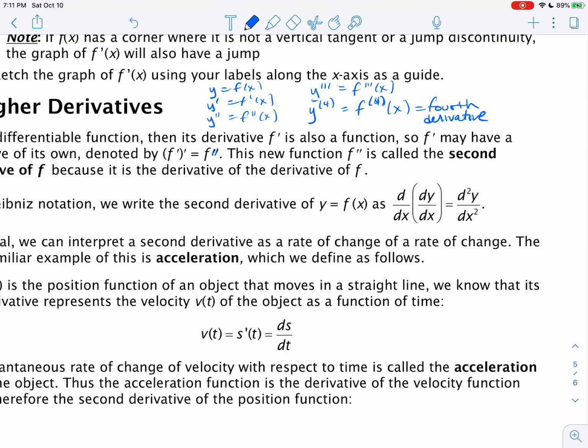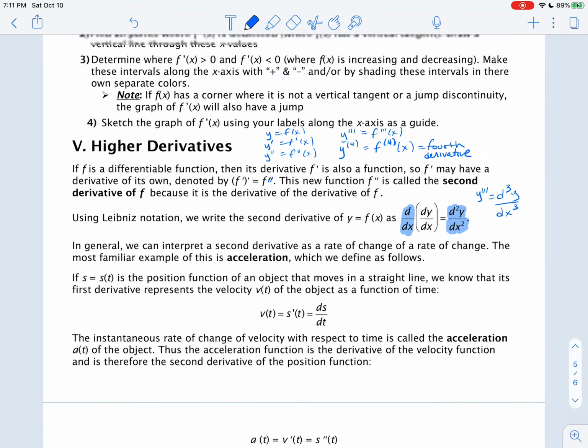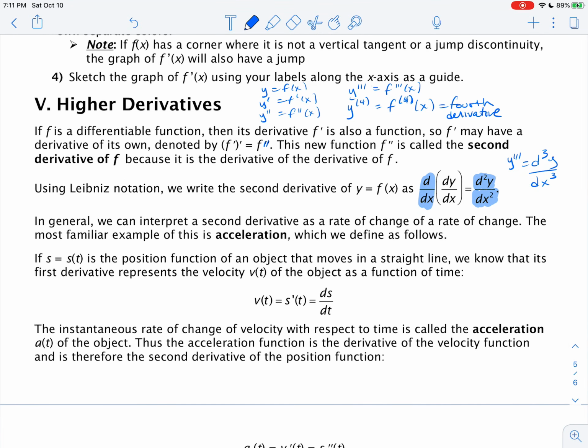We also have this other Leibniz notation. The derivative with respect to x of dy dx is going to be d2y over dx squared. Okay. And just know that that notation is out there. The third derivative would be d3y over dx cubed, and it would be the derivative with respect to x of the second derivative. Okay, and we'll have many applications with that.